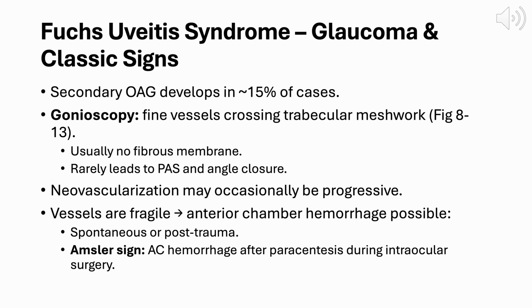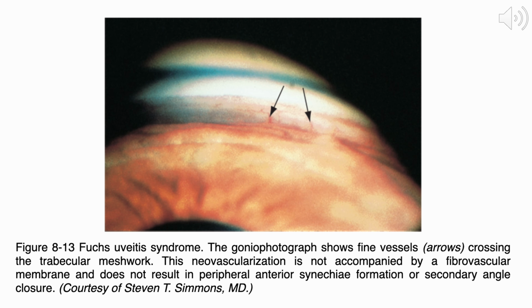These vessels are fragile, which means anterior chamber hemorrhage can occur either spontaneously or after trauma. The Amsler sign refers to anterior chamber hemorrhage following paracentesis during intraocular surgery. This is a gonio photograph showing Fuchs' uveitis syndrome. Notice the fine vessels crossing the trabecular meshwork, as highlighted by the arrows.